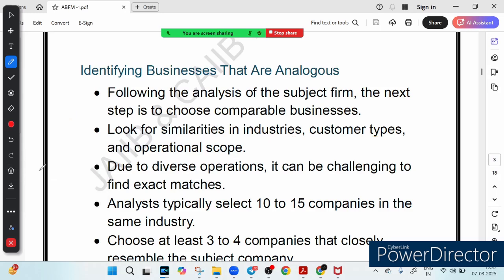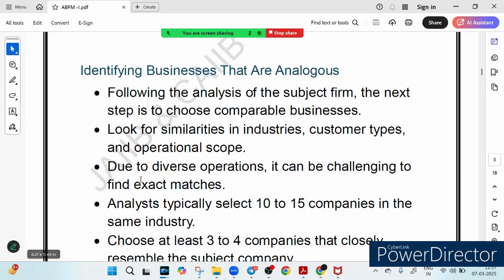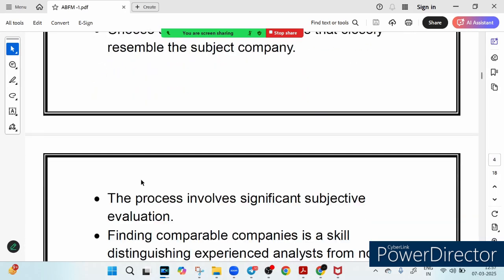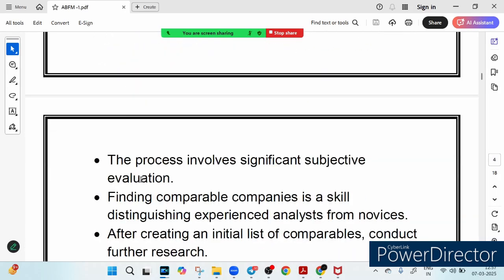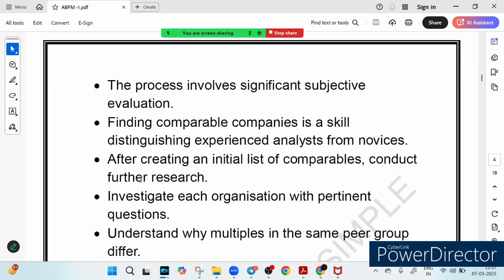Then second, finding the right matches is tough, right? It can be challenging to find the exact match. Businesses often have different products and different strategies, so finding an exact match is rare. So instead, what analysts do is select about 10 to 15 companies in the same industry and narrow it down to 3 to 4 closely related ones, right? This is how they do it. And experience also plays a very important role, right?